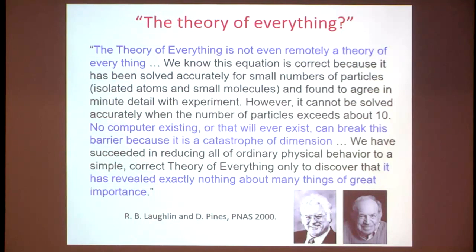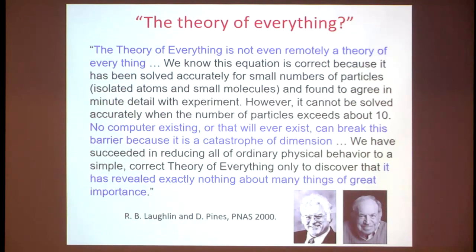In fact, Laughlin and Pines went so far as to say, no computer existing or that will ever exist can break this barrier because it is a catastrophe of dimension. They meant that we can't even write down a classical description of a big quantum system. And they noted that, ironically, we've succeeded in reducing all of ordinary physical behavior to a simple, correct theory of everything, only to discover it has revealed exactly nothing about many things of great importance. And what they had in mind for things of importance are situations where quantum entanglement has an important role.